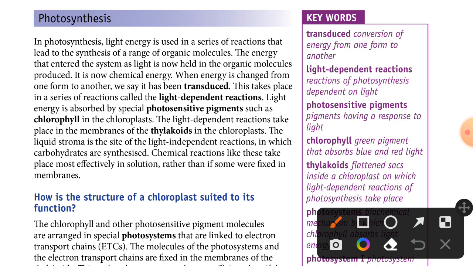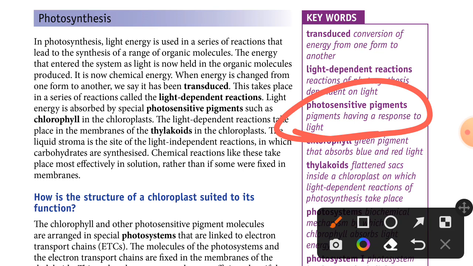So light energy is absorbed by special photosynthetic pigments such as chlorophyll in the chloroplasts. Light energy kun maaliin absorbed ta'a? Special pigment which is photosensitive, kanneen akka chlorophyll, kan chloroplast keessa jiran. What do we mean by photosensitive pigment? Pigment is having a response to light. Lightiif yookaan ifa aduu kanaaf response kennuu kan danda'an.